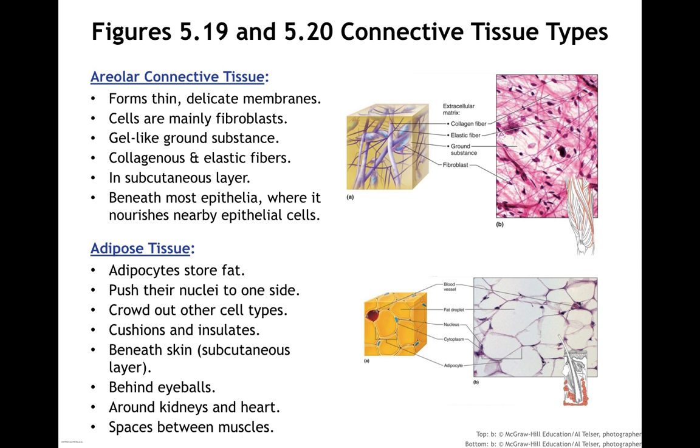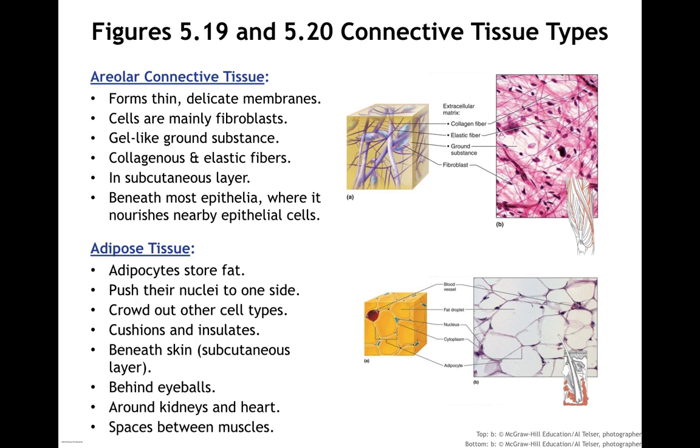Areolar connective tissue is used to form thin, delicate membranes. Most of the cells are fibroblasts. It has a gel-like ground substance. There's a lot of collagen and elastic fibers in it. We find it in the subcutaneous layer, just below the last layer of the skin and above the muscle. It's in fact found beneath most epithelium, and it helps to nourish epithelial cells. Remember, those are avascular.